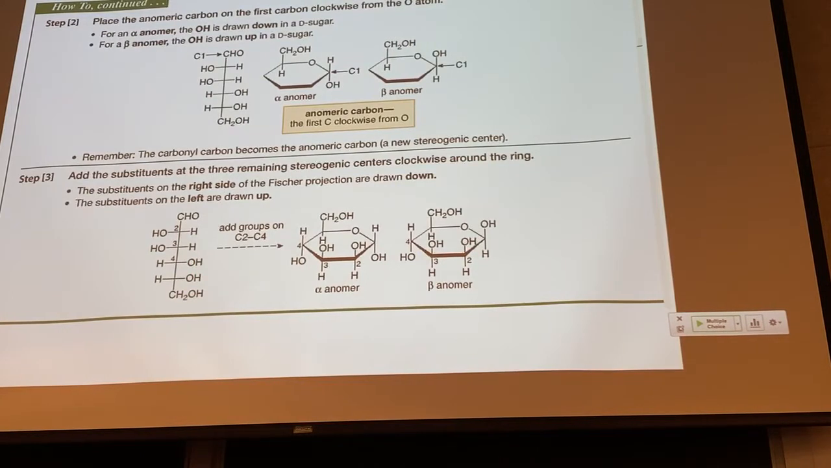Okay, so we would just see, in this monosaccharide, C2 OH is on the left, C3 OH on the left. Those 2 OHs have got to be pointing up in our Haworth projection. C4 OH is pointing right, that's going to be pointing down. So we go up, up, down, filling in our alpha anomer, up, up, down, filling in our beta anomer. Okay? Any questions on how we drew those Haworth projections from the Fischer projection?